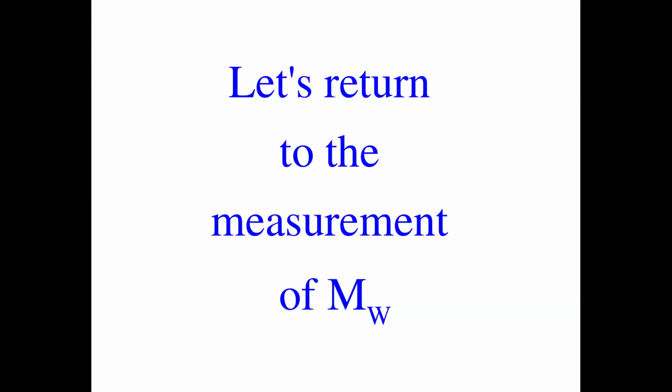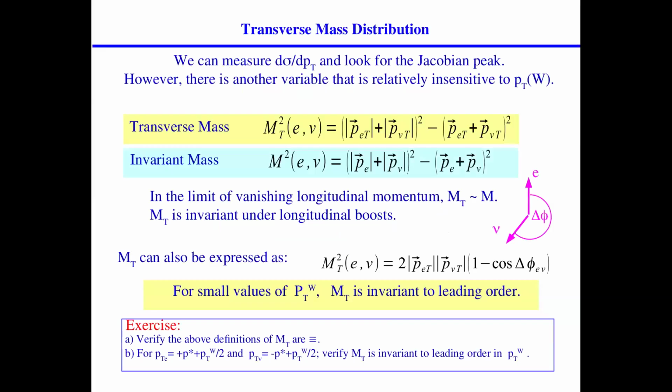Okay, so let's return to the measurement of MW, change it up a bit. One of the challenges we had there was that PT seemed like a good variable because we could use the Jacobian peak. But then as soon as we put in a little bit of smearing, say from soft gluons or things like that, adding some finite PT, that smeared things out a bit. So let's try a different technique, and we're going to use the transverse mass.